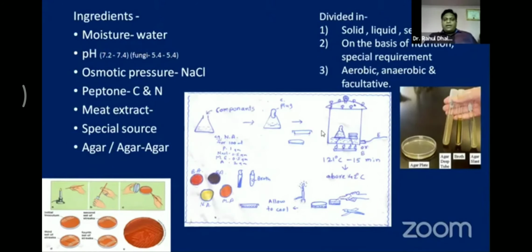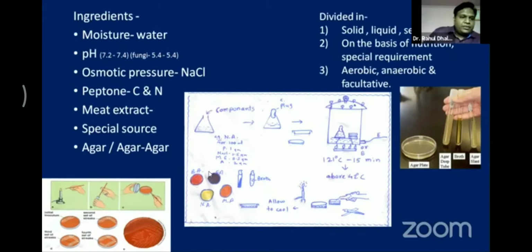So these are divided into three main types: on the basis of solidification, solid, liquid, and semi-solid media; on the basis of nutrition; and on the basis of oxygen requirement. Okay, after solidification, you can use it as solid media to grow organisms and for isolation of organisms. Then these are the main types of culture media.